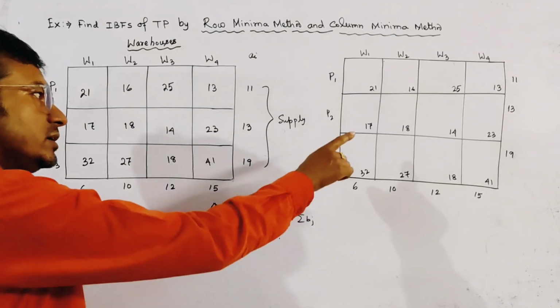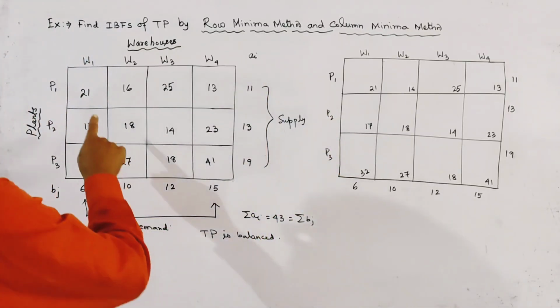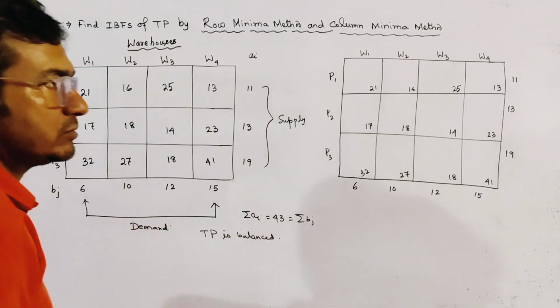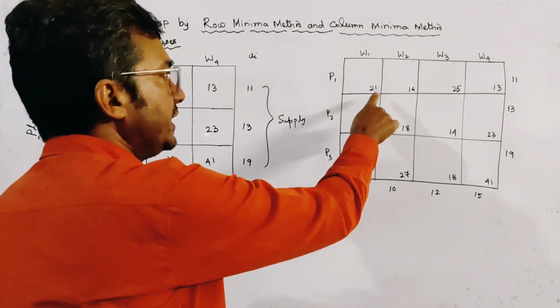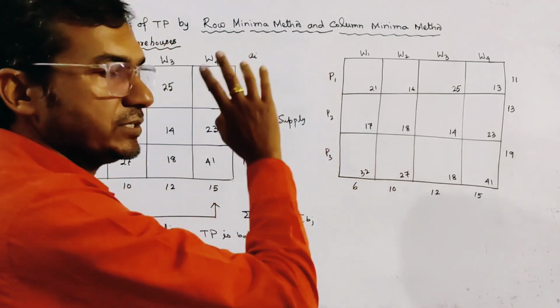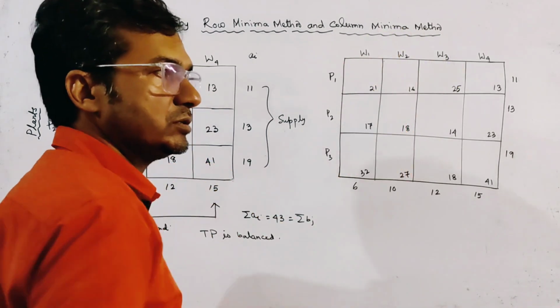Now in the table we have already drawn, we write the cost coefficients, that is 21, 16, 25, 13, and all the cost coefficients we write in each cell in the lower right corner. Here we write 21, here 16 and so on.